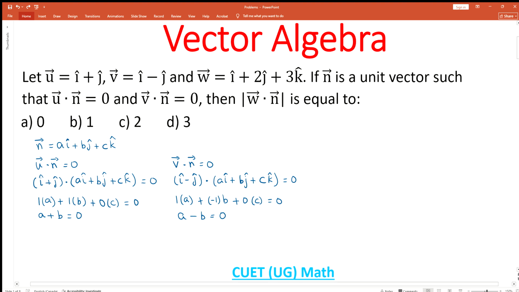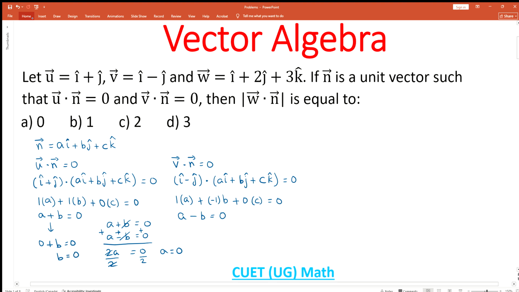Now we have two equations with a and b. We can solve these two equations to find the values of a and b. We can use the elimination method. We can add these two equations to get rid of the b terms in these two equations. I get 2a equals 0. We can divide both sides by 2. I get a equals 0. We can substitute this value of a in one of the two equations to find the value of b. I can use the first equation. We can replace a with 0. I get b equals 0.